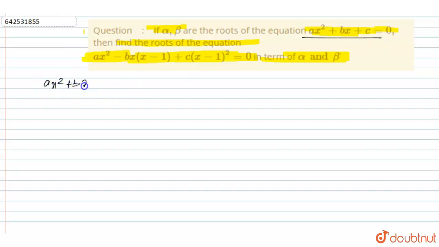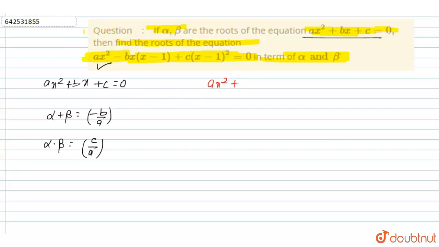Firstly, the quadratic equation ax square plus bx plus c is equal to 0 has alpha and beta as roots, so we know that alpha plus beta is equal to minus b by a, and alpha into beta is equal to c by a. And we have to find the roots of this equation.